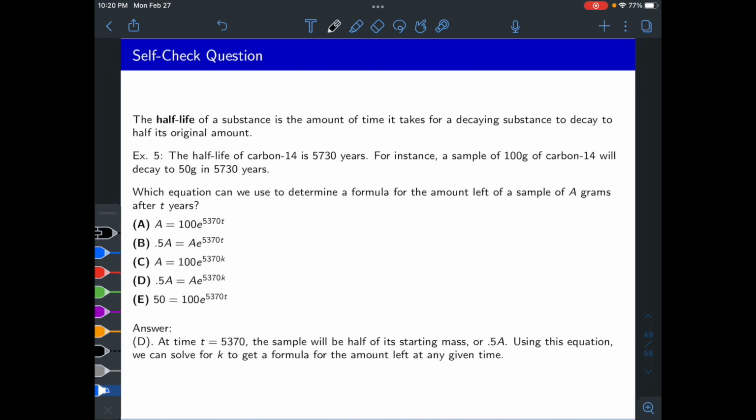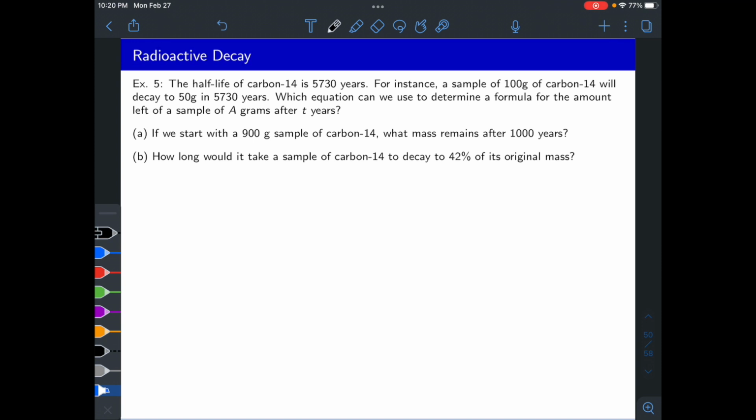And then you could use that to solve for what K is. Let's actually go ahead and try to solve for that so that we can answer the following two questions. Let's say that we start with a 900 gram sample of carbon-14. A, what mass remains after 1,000 years? And B, how long would it take a sample of carbon-14 to decay to 42% of its original mass?